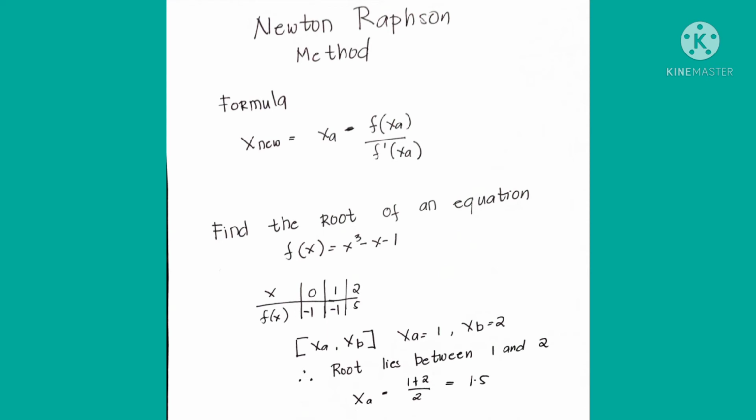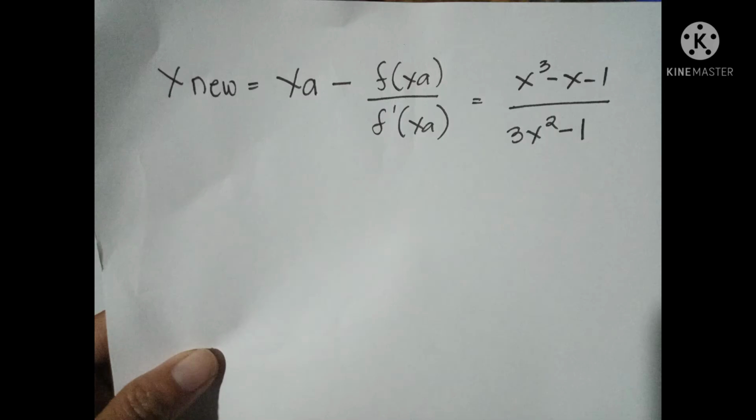So, in order to get the root, we are going to divide the interval into 2. So, we have here 1 plus 2 divided by 2 is equal to 1.5. And the next step, we are going to substitute the 1.5 into the formula that I have mentioned. And that is xa minus f of xa over the derivative of f of xa. Our function of x here is x cubed minus x minus 1, and the derivative of it is 3x squared minus 1.